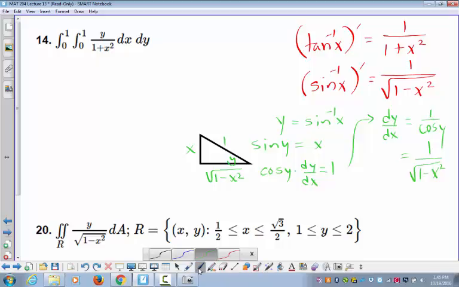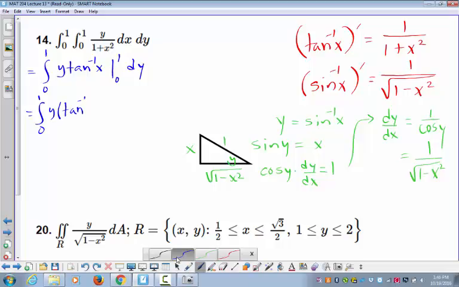Okay, so that said, this is integrated pretty easily on the inside now that we know the integral of 1 over 1 plus x squared is arctan. So y is constant with respect to x, so that's y arctan x, with x going from 0 to 1. Let's leave this integral alone for now. Y is just going to sit there. We plug in the x's. We have arctan of 1 minus arctan of 0.